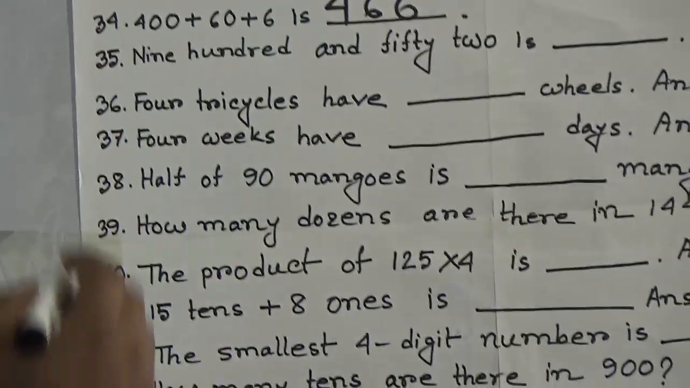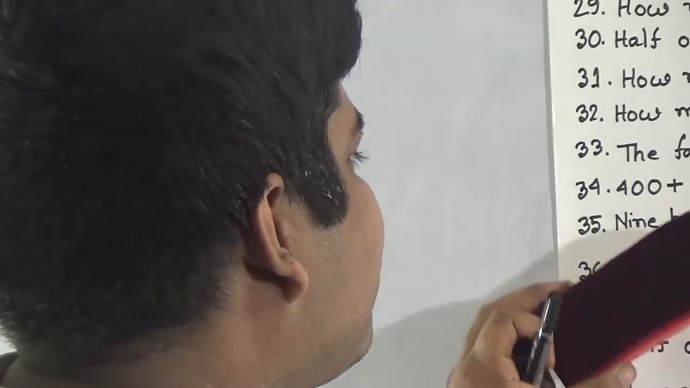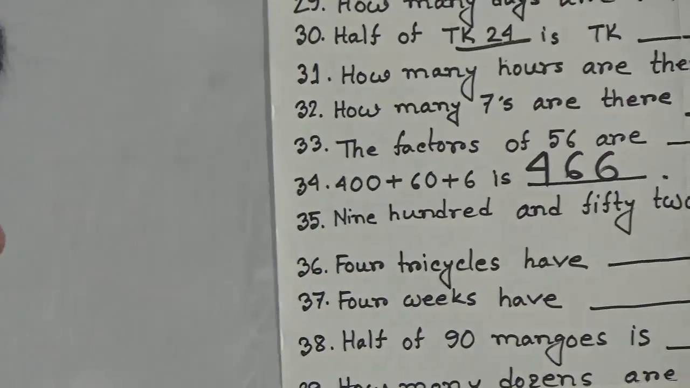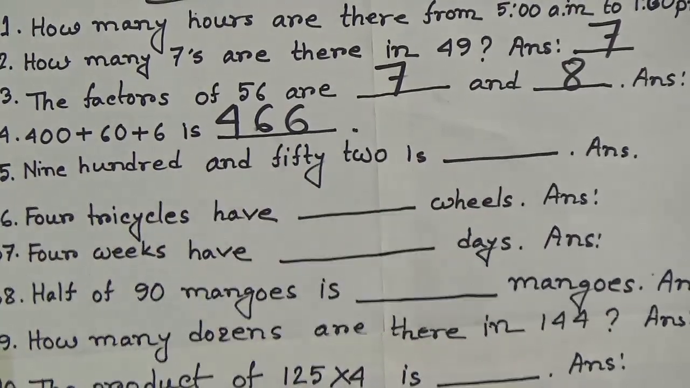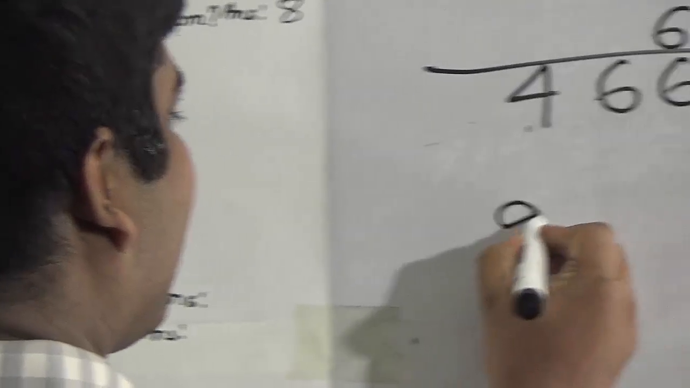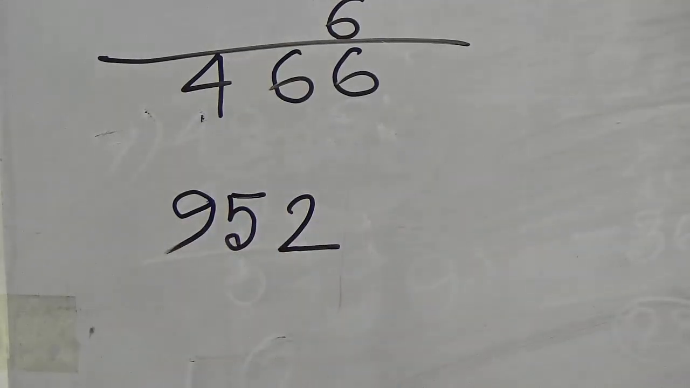Next, 952. We need to convert this into a number. So at first we write 9 hundred, 952. So this is the answer.